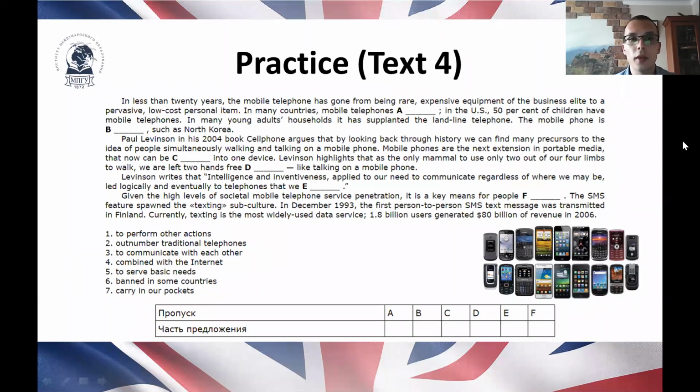Let's move on. C. Mobile phones are the next extension in the portable media that now can be into one device.